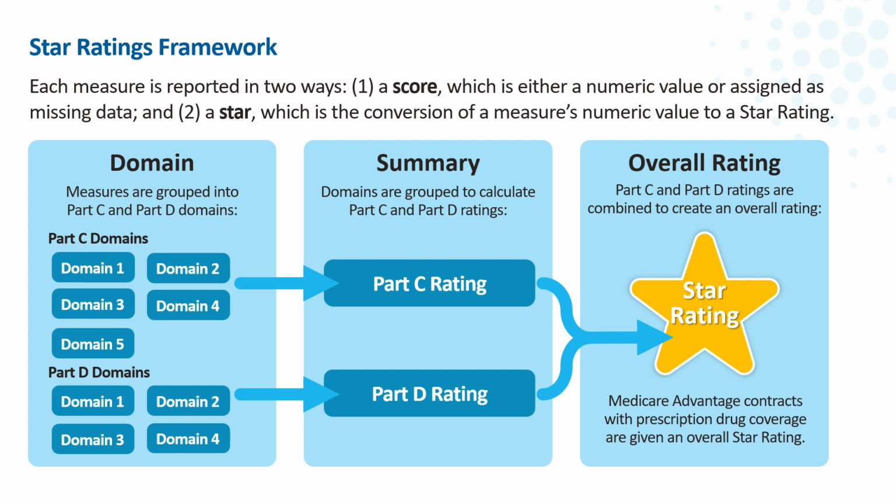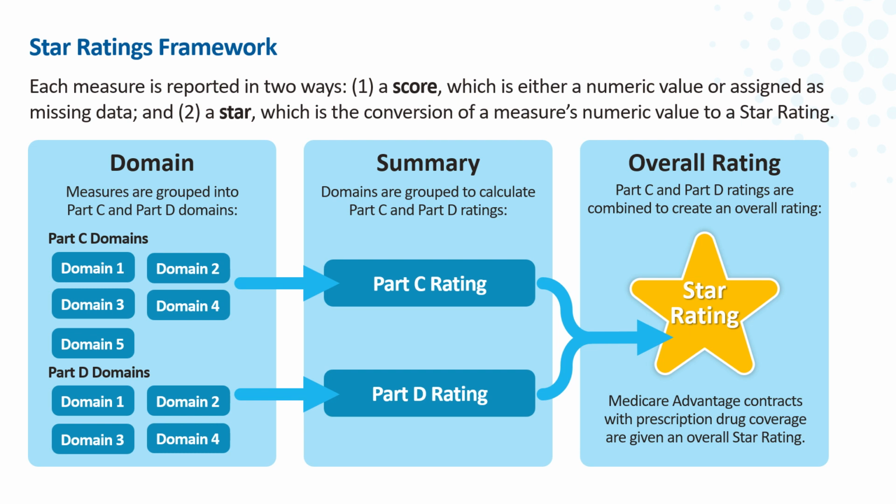Measures are then grouped into domains, and domain level ratings are assigned. For Medicare Advantage prescription drug plans, including D-SNPs, the domains are grouped to calculate two summary level ratings, one for Part C and one for Part D. And finally, an overall star rating for each Medicare Advantage prescription drug plan contract is assigned.